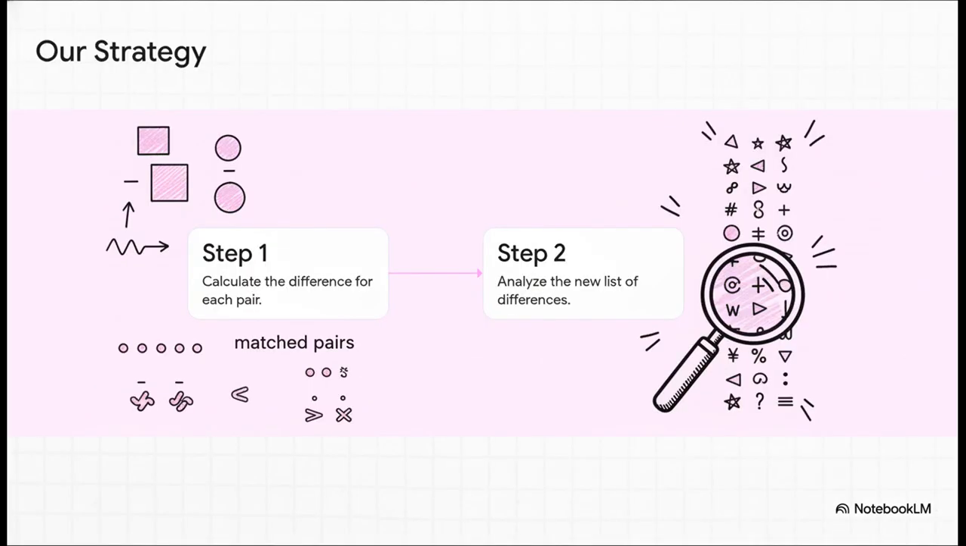So our strategy is dead simple. Step 1, find the difference for every single pair. Step 2, you can basically forget the original data now and just focus all of your attention on that new list of differences. We've just turned a tricky two-sample problem into a much, much easier one-sample problem. And this isn't just a shortcut, it's actually more powerful. Because by looking at the change within each pair, we cancel out a ton of background noise. It makes it way easier to see if a real effect is hiding in there.